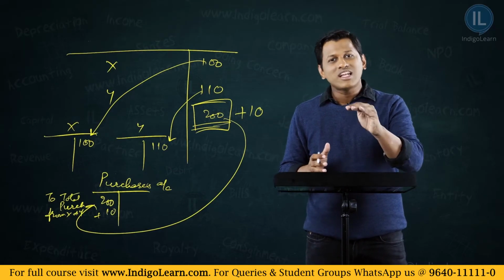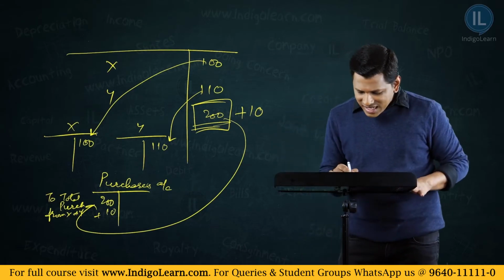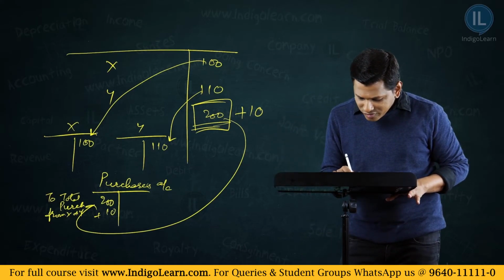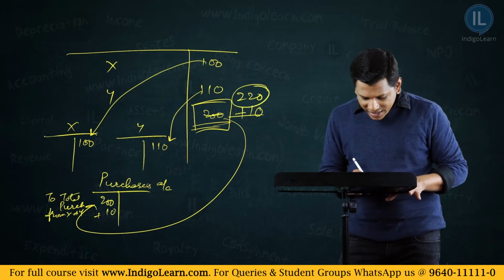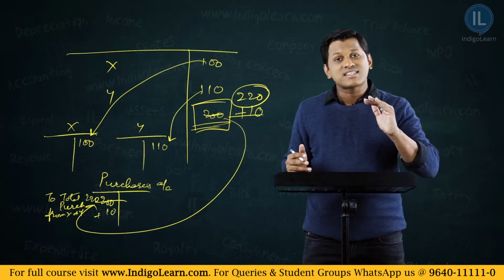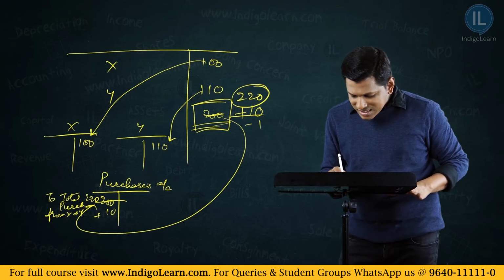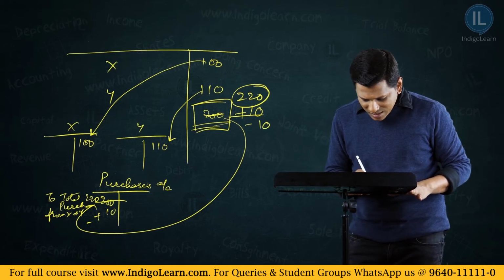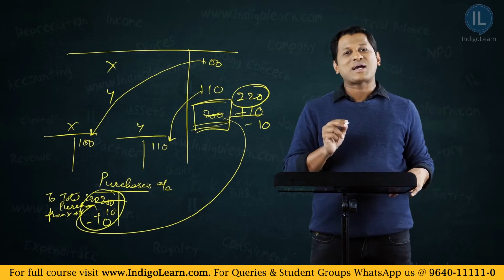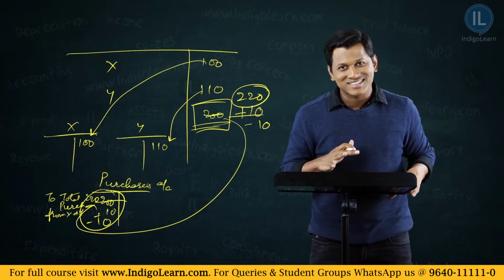Undercast means totaling was done to a lesser extent. Overcast means, the same thing, if I say instead of 200, it was earlier written as 220, and say 220 came here, then what does it mean? Purchases are overcast. If they are overcast, what do you do? You will subtract 10, that's all. So you will subtract 10 to make it a correct amount. So undercast, overcast, how to adjust is what you just now understood.